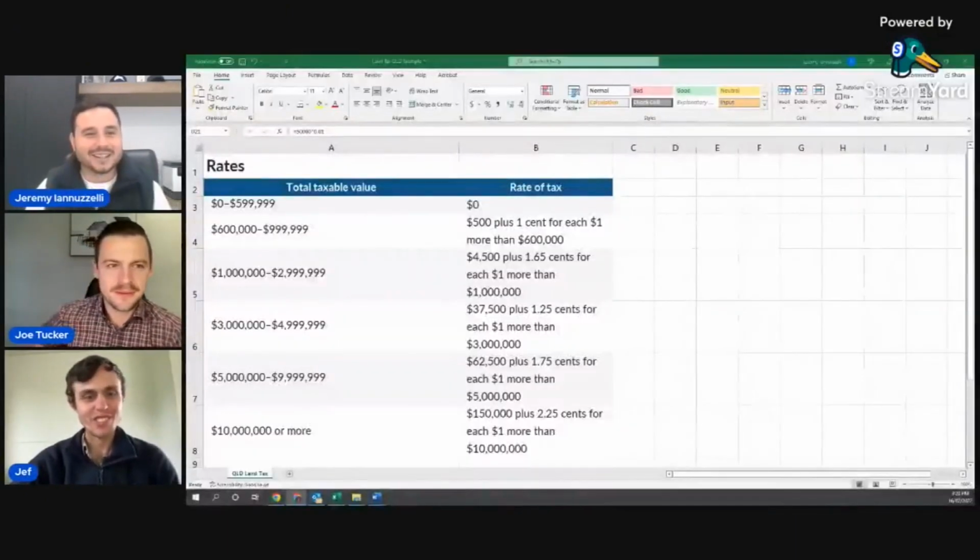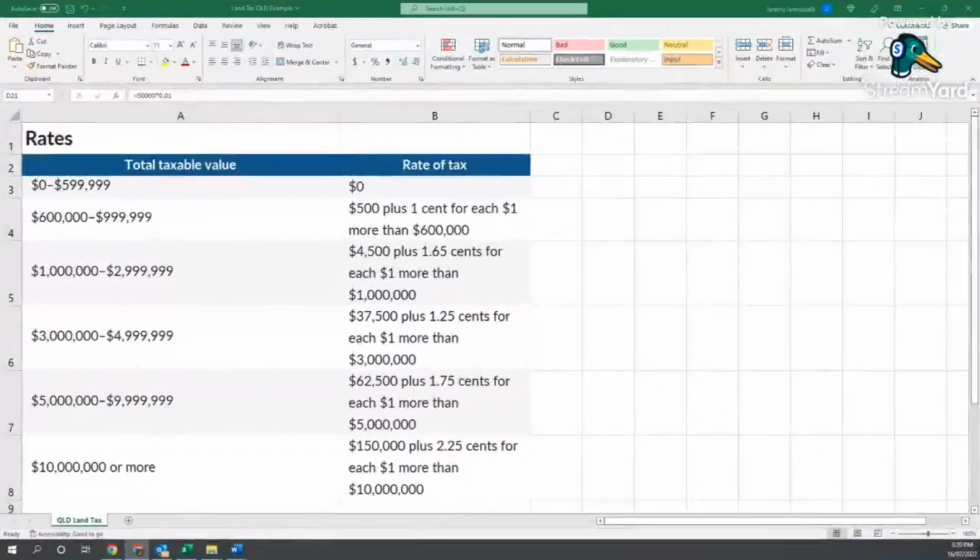Let's look at it. So this is one of the Excels that I've brought up. Now I'm just going to use for this particular scenario the individual rate pay threshold, because there is a threshold for trusts. But as it stands at the moment for Queensland, they haven't changed their threshold. So if you own land in Queensland between $0 to $600,000 under the old scheme, you paid no land tax. Under the old scheme, if you own between 600 and 699, you paid a $500 premium plus 1 cent for every dollar over 600,000. And you can see there how the other thresholds come into play.